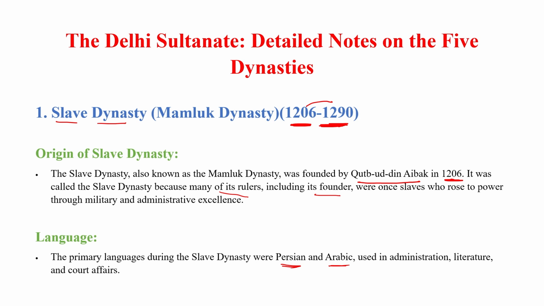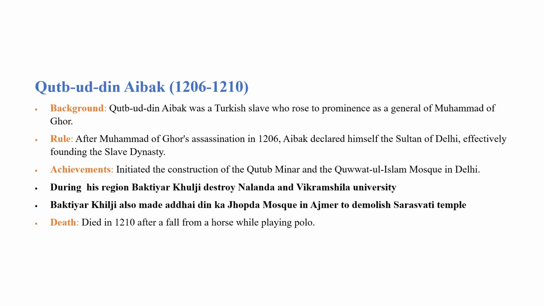So now we have to discuss major important kings, their work, their reforms, and if any person established any monument in this dynasty. So let's start this dynasty with the first ruler, Qutbuddin Aibak. The ruling time of Qutbuddin Aibak was around 1206 to 1210. So he ruled over slave dynasty for 4 years.